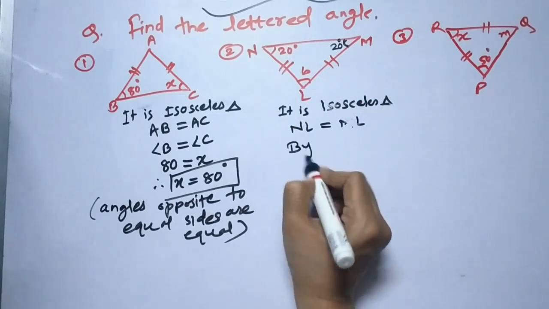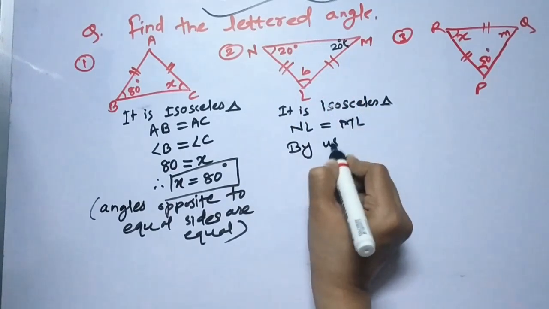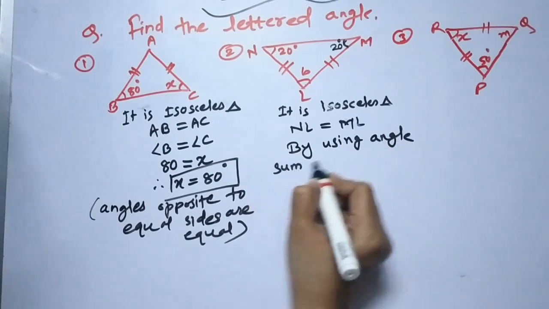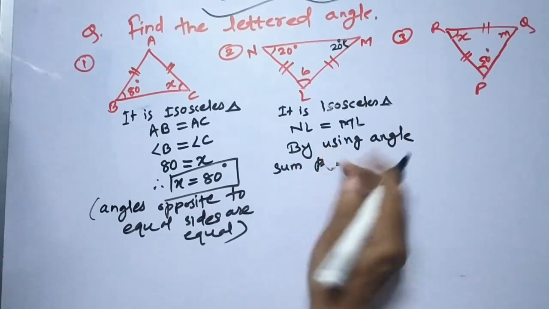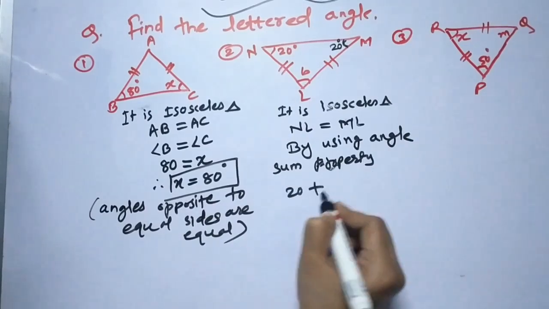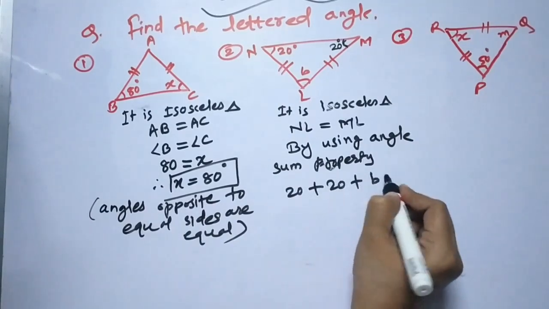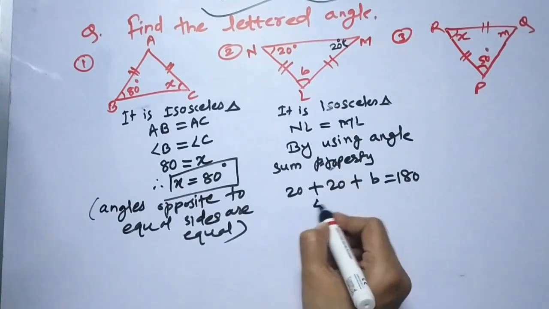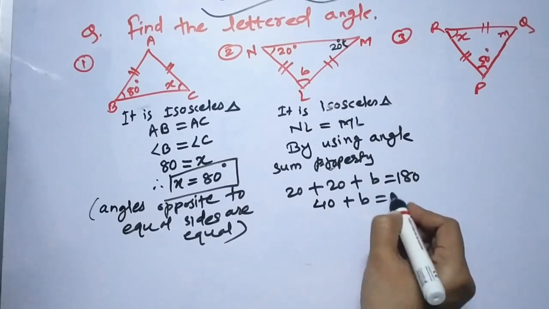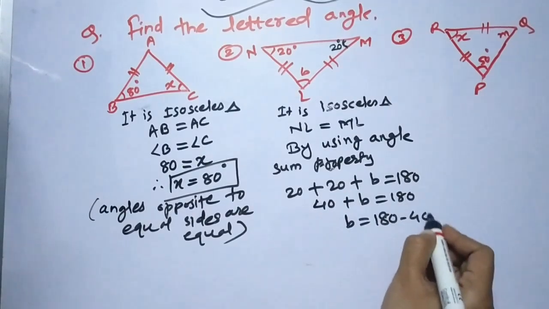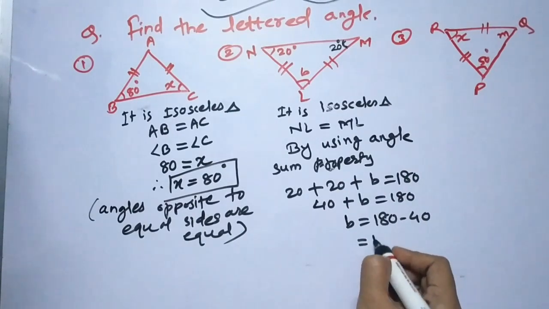So by using the angle sum property, the sum of the three interior angles is going to be 180 degrees. So this 20 plus this 20 plus B is equal to 180. Here you will get 40 plus B is equal to 180. So angle B is 180 minus 40. Simply you will get 140.